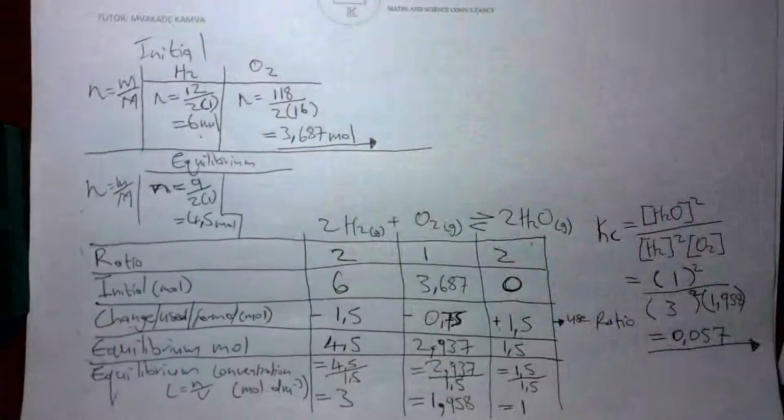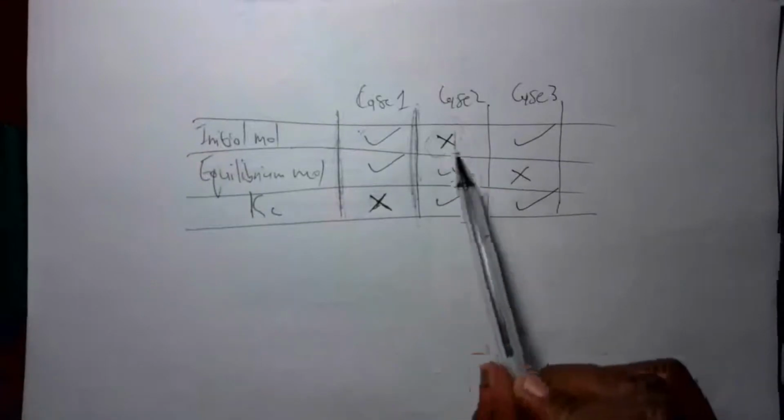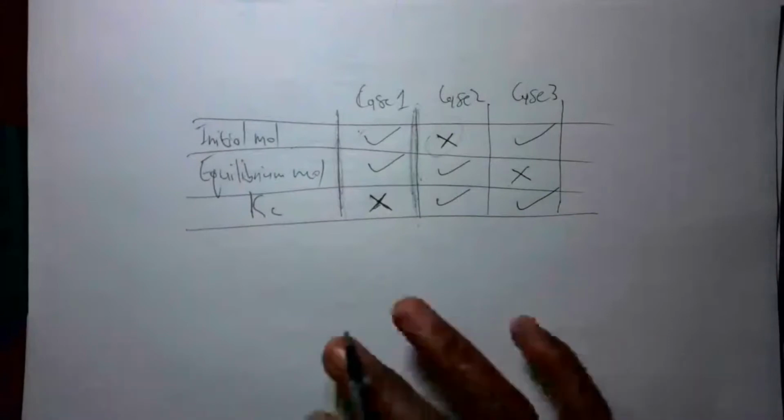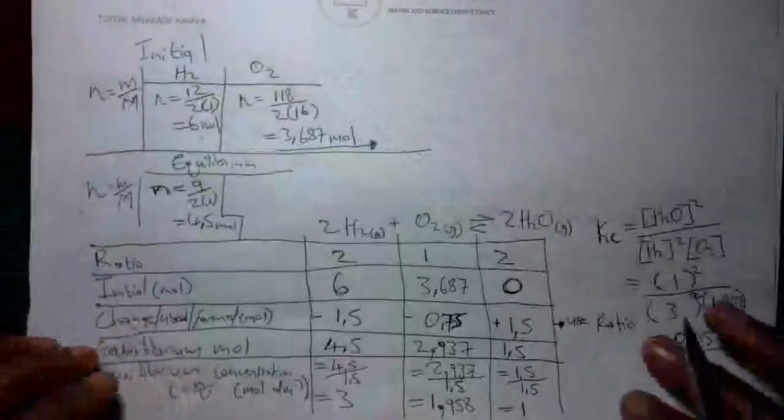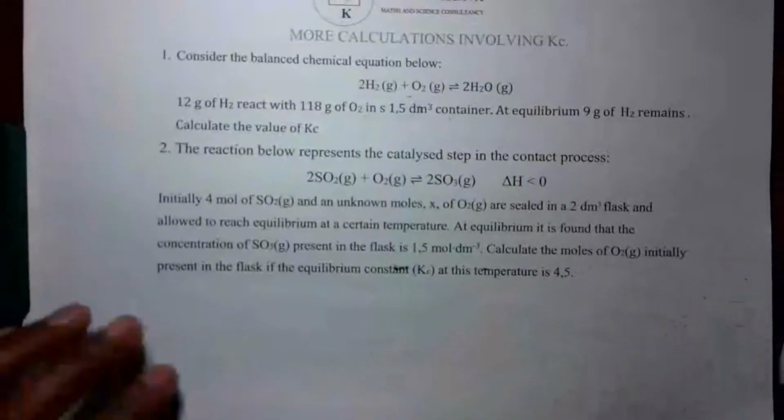Okay, so the problem that I covered right now was for case 1. So I want us to move to case 2, where we will be provided with the amount at equilibrium and also the value for Kc, and will be asked to calculate the initial amount. Okay. Now let us move to case 2.